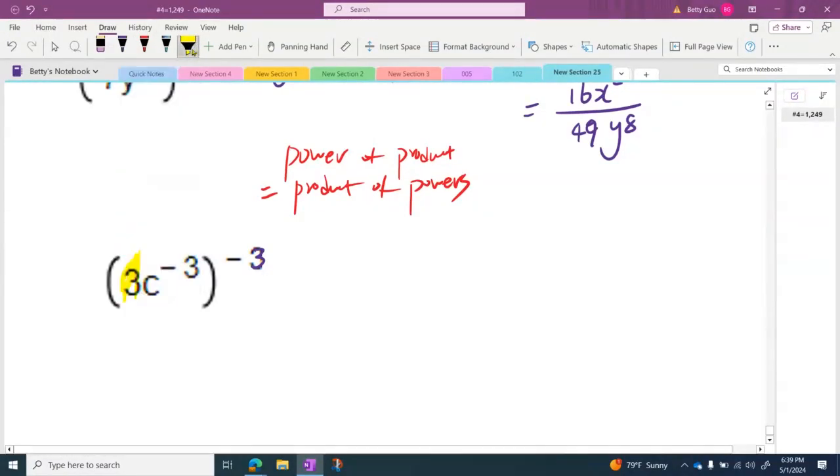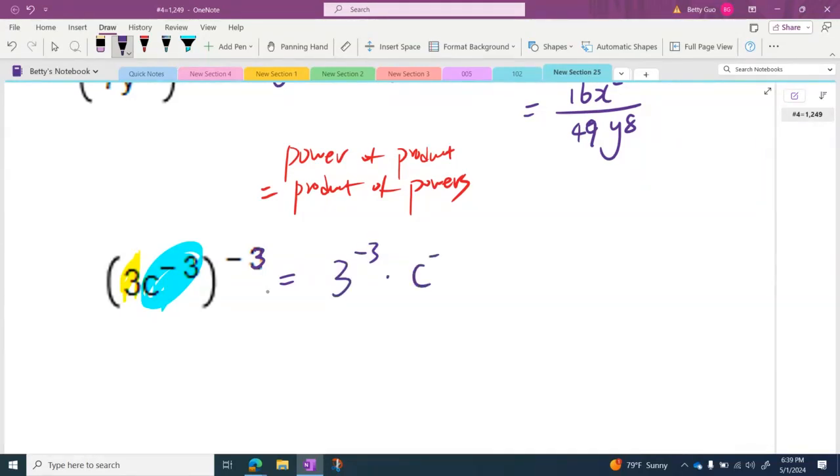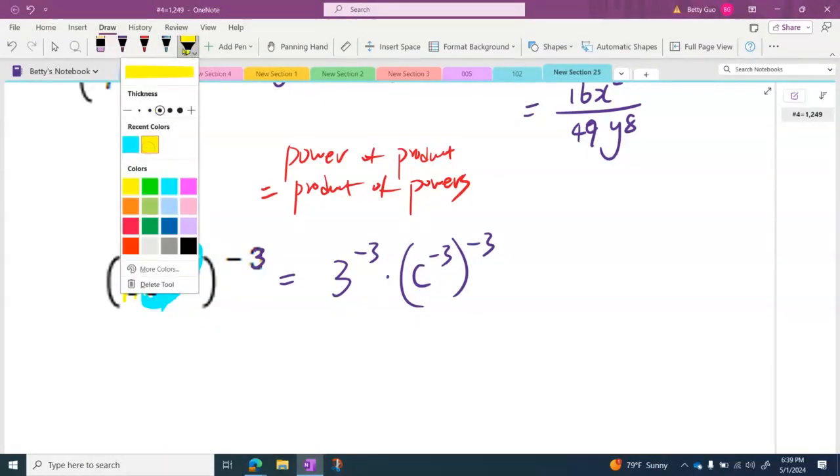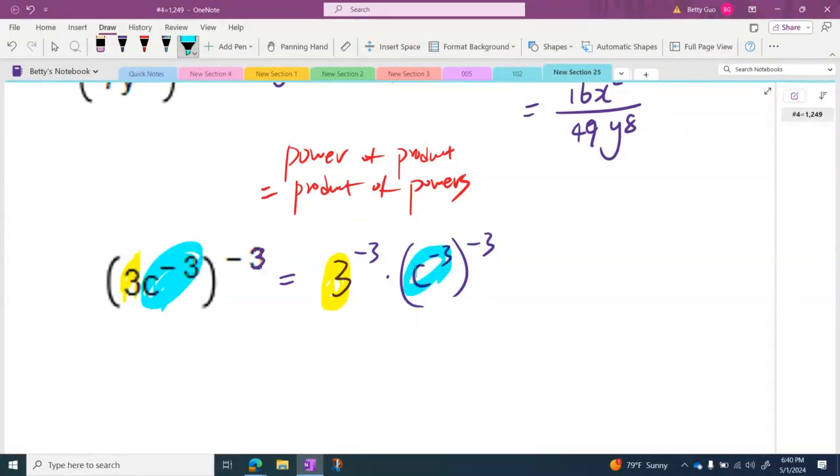So this is yellow times blue. The base is a product, so we are looking at a power of a product. By the rule, the power of a product equals the product of powers. So 3 to the power of -3 times c to the power of -3, yellow to the power of -3 times blue to the power of -3, right? You do have to know that.